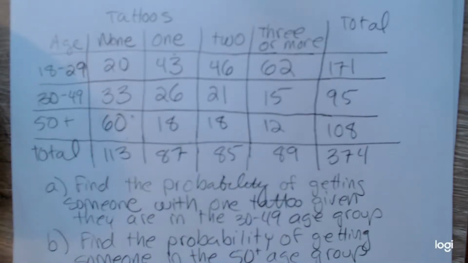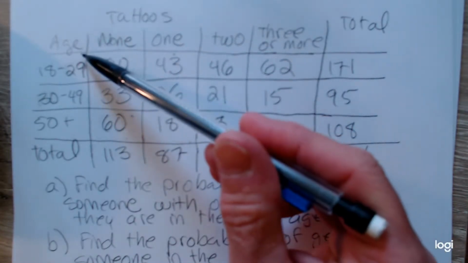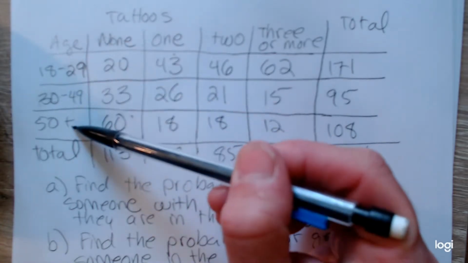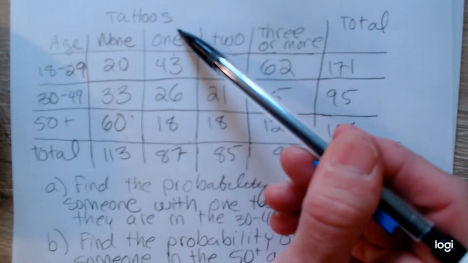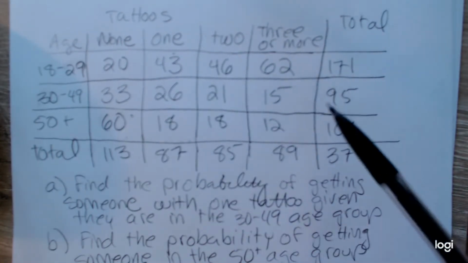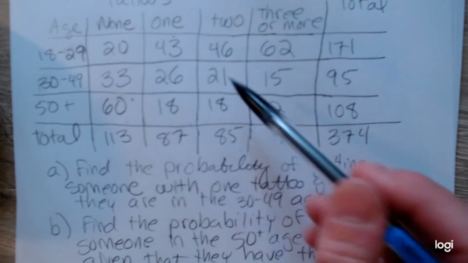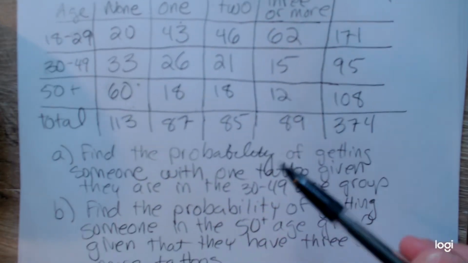For this example, I have a two-way contingency table. Two-way refers to the fact I've got two categorical variables, age group and number of tattoos. And I want to find probabilities, conditional probabilities, using this table and the totals.